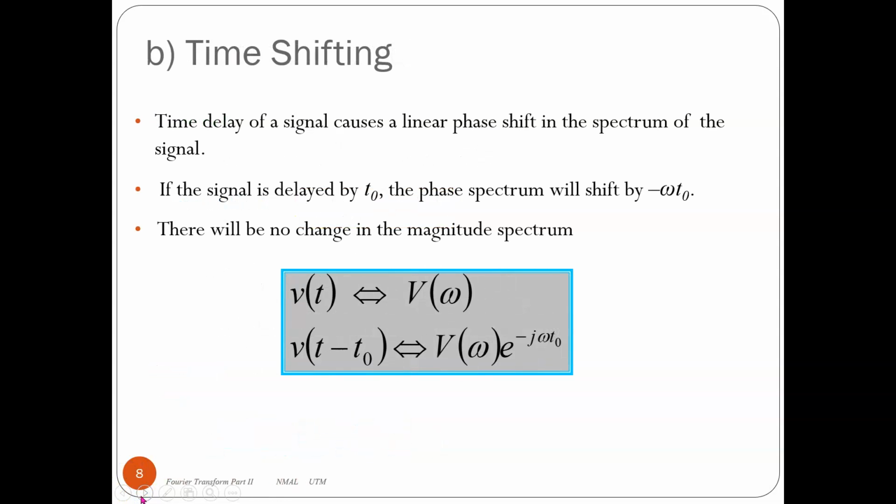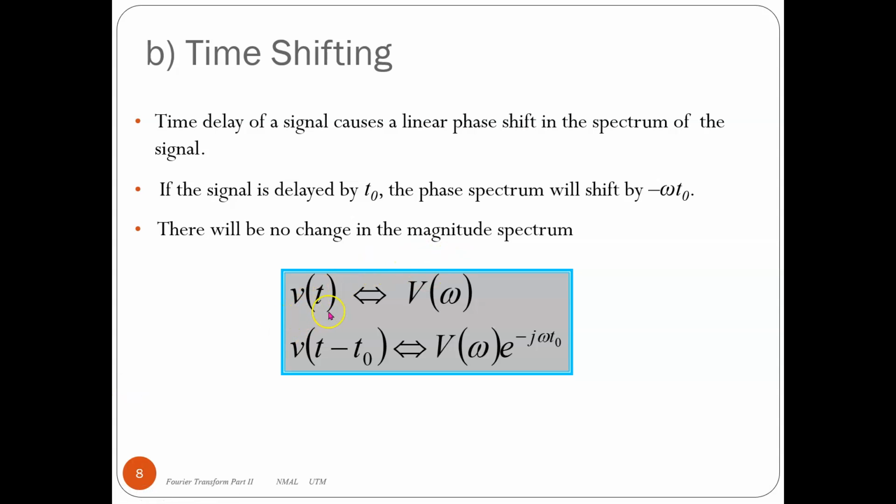Okay, and the next property here is time shifting. Time delay of a signal causes a linear phase shift in the spectrum of the signal. In other words, if there is any time delay of the signal in the time domain, in the frequency domain it will cause a linear phase shift. So if the signal is delayed by t naught, the phase spectrum will also be shifted by negative omega t naught, and there will be no change in the magnitude spectrum.